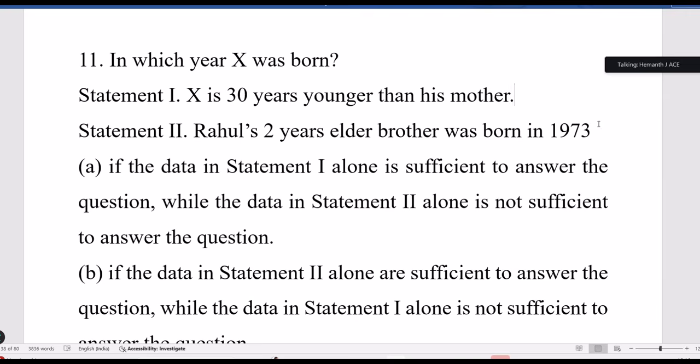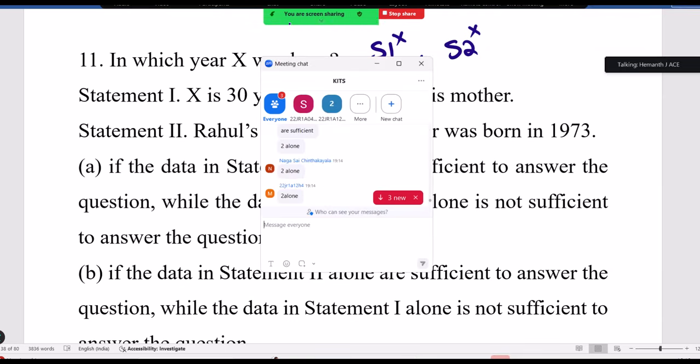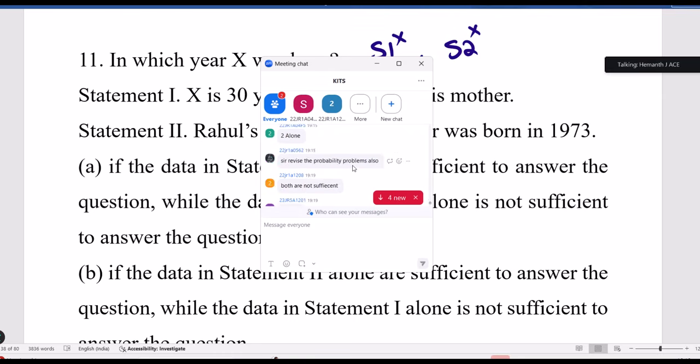1 alone, I think you know, there is no year mentioned. Waste. 2 alone, can you do? Rahul's 2 years elder brother. Is the text not mentioned? No, 2 alone also not possible. Who is that elder brother? We don't know. 2 alone not sufficient, 1 alone not sufficient. But is it okay together? Can we do it together?